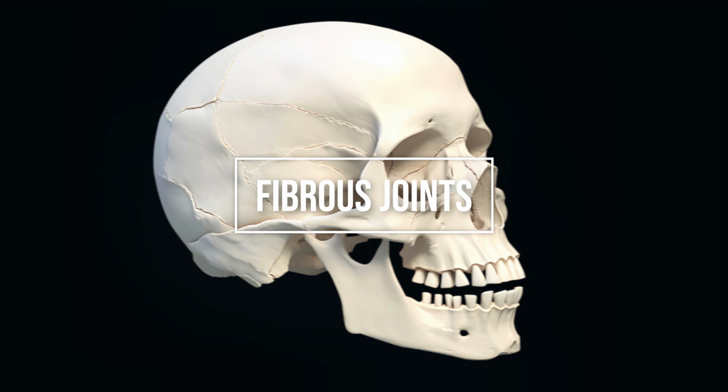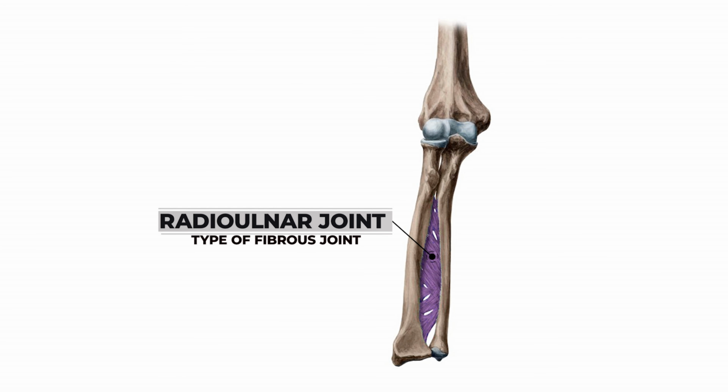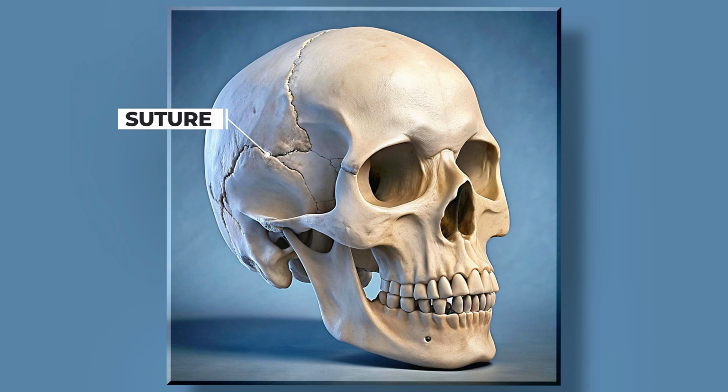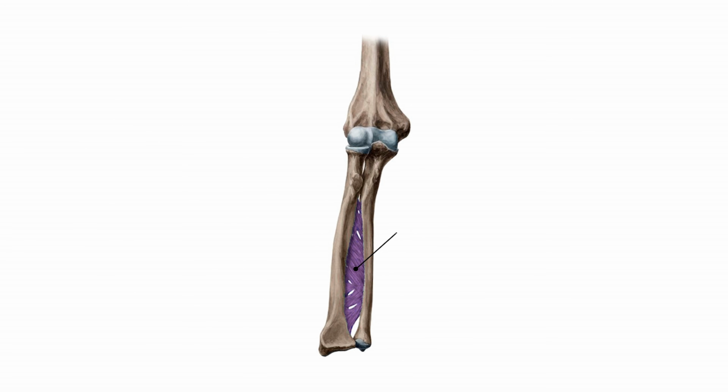Let's start with fibrous joints. These joints hold 2 bones together with the help of dense fibrous connective tissue. Examples of fibrous joints include suture joints, gomphosis, and syndesmosis joints.